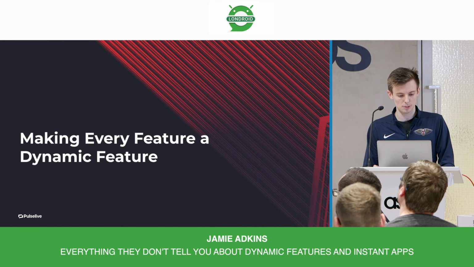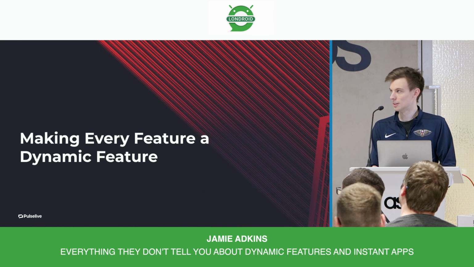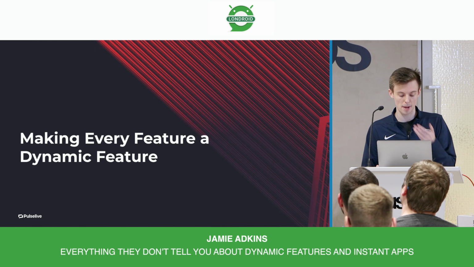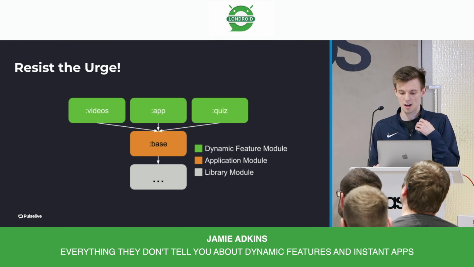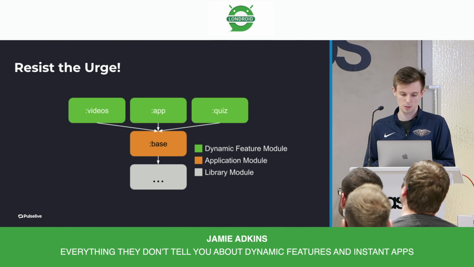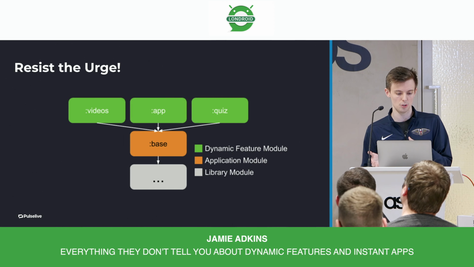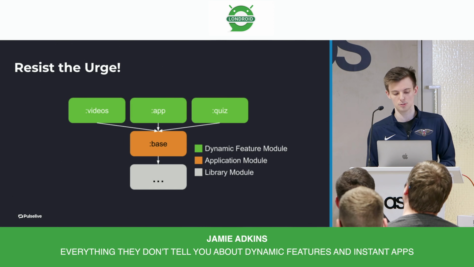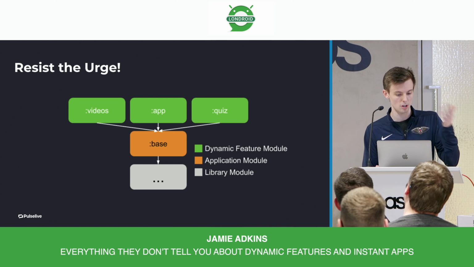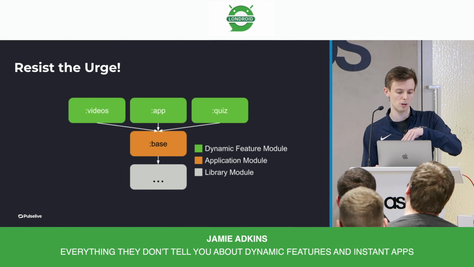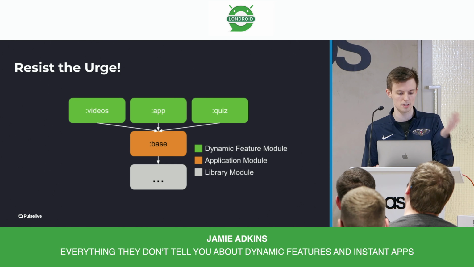Once you start using dynamic features, you'll get the temptation to try and make every feature a dynamic feature. I'm going to tell you now to try and resist that urge, because it has impacts on your 4 megabyte limit. So here's another example. I've introduced another dynamic feature here called videos. And let's say that you support Chromecasting in your app. So you may have the Play Services cast dependency in videos, but you may want to show the cast button in the rest of your app as well. So you need the Play Services cast dependency in both videos and app.